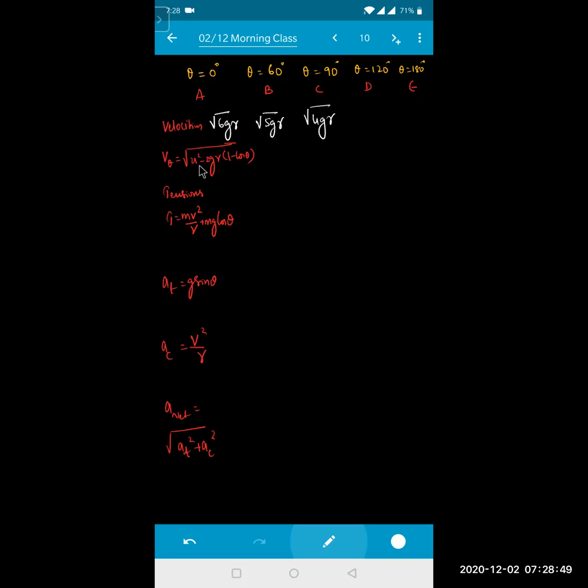So 2 gets cancelled. So 6 minus 3 will be equal to 3gr, under root of 3g into r. Do you understand?